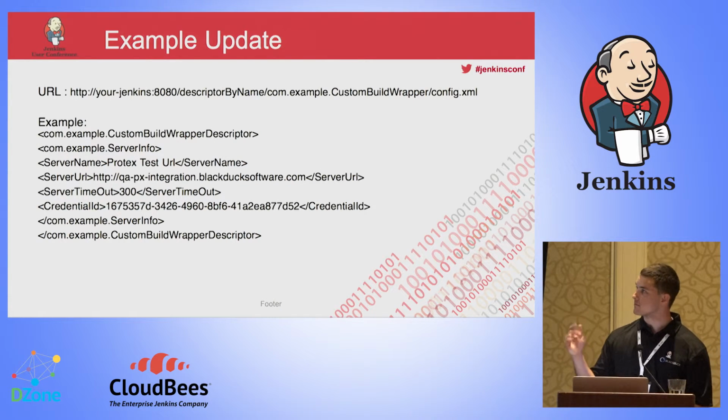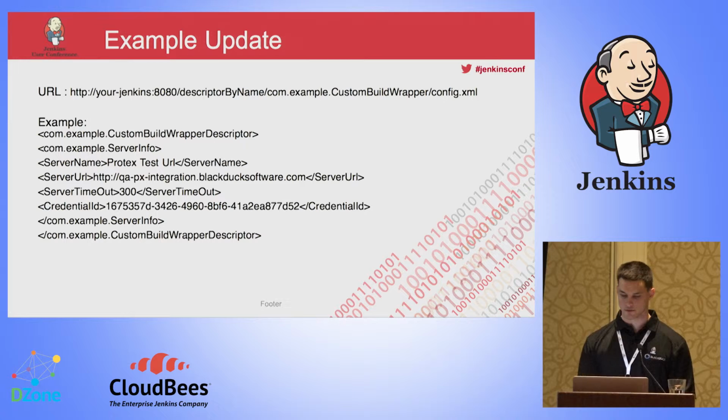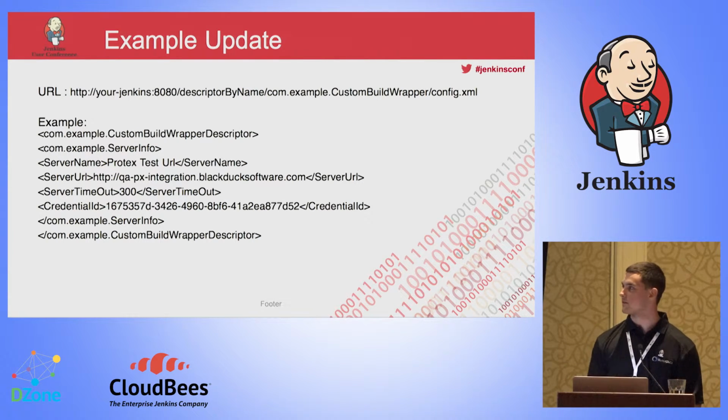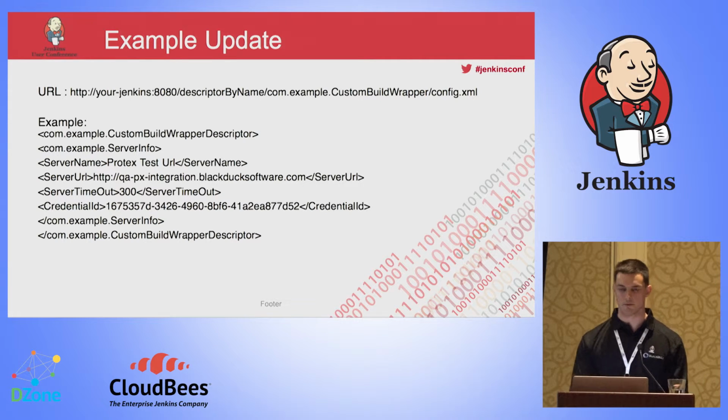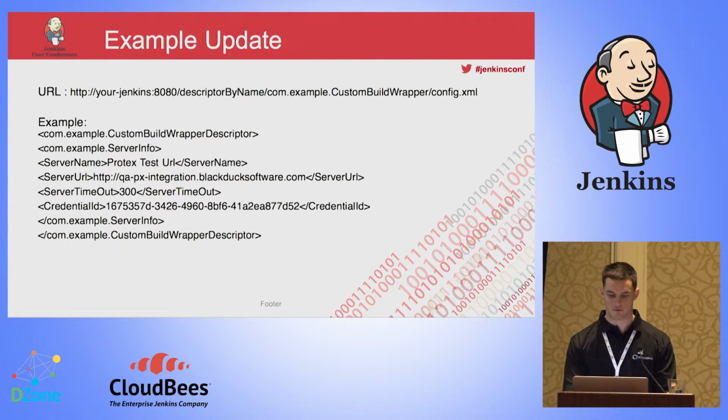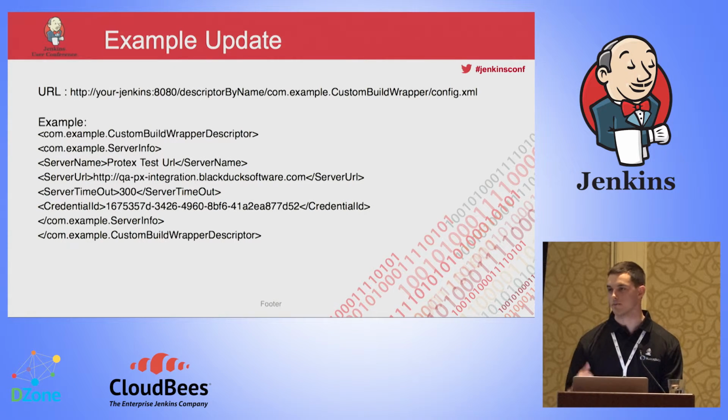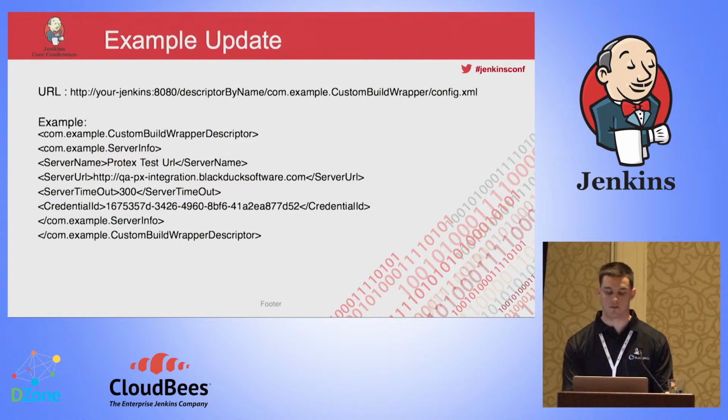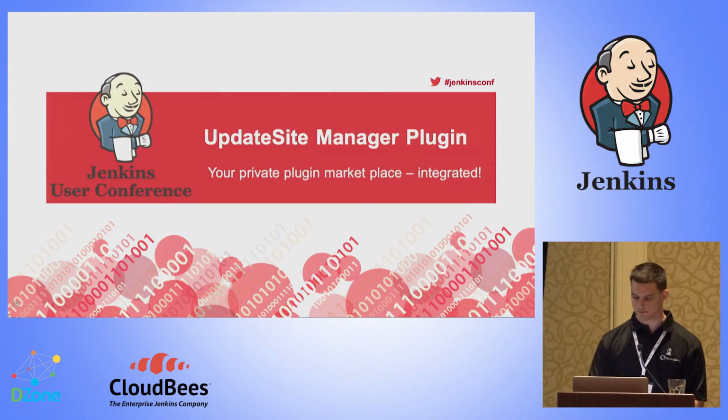So this is an example update. This is a descriptor you would hit for your global configuration. And here's just an example XML format of an update. So say I didn't want to use the same URL. I would change the URL here, post it to the URL shown above, and it would automatically update it.